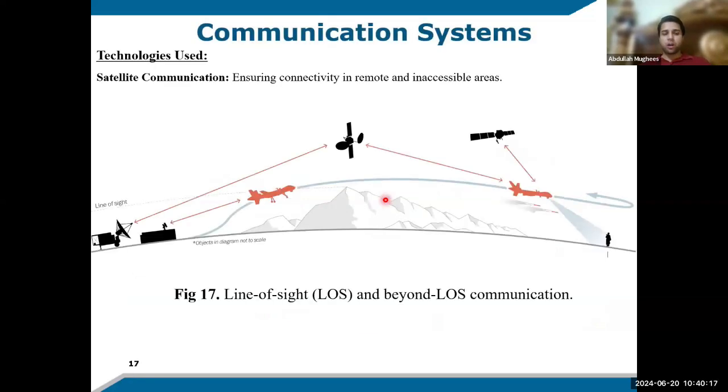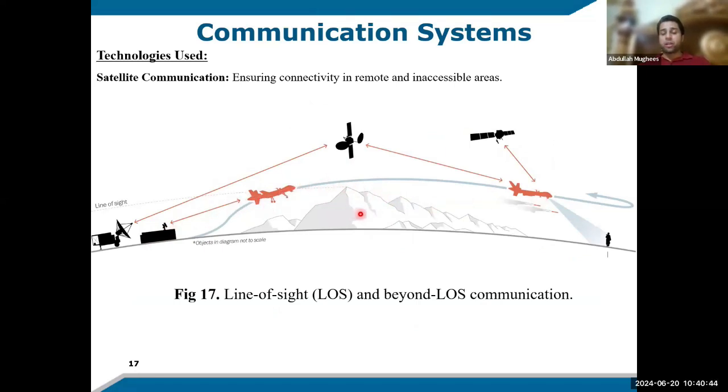Okay, so if we talk about satellite communication, it is very well used for ensuring connectivity in remote and inaccessible areas. For example, let's say we have the user at this point, and it is communicating directly with the drone. And once the drone passes over a mountain, the direct line of sight connection with the drone is broken.